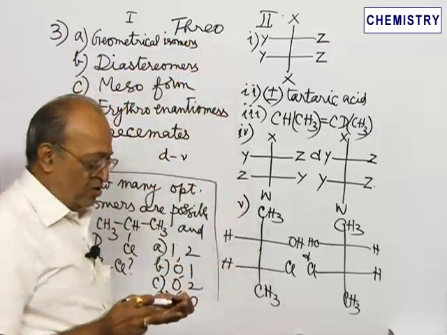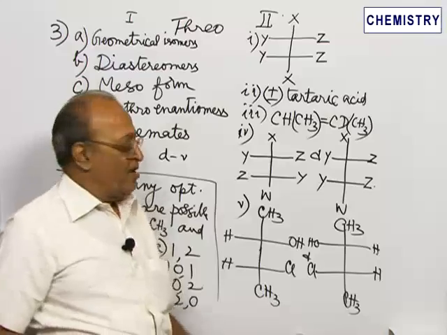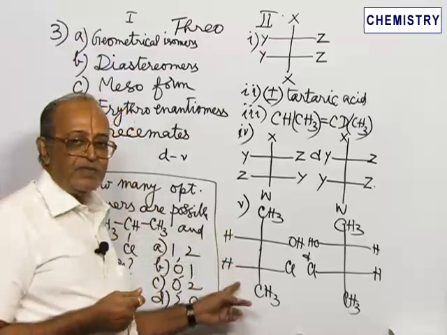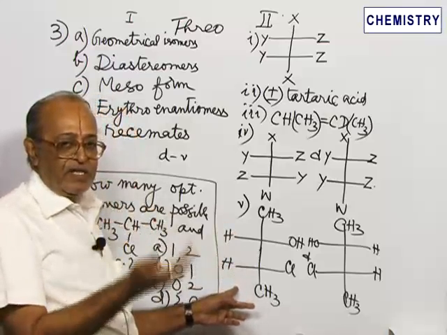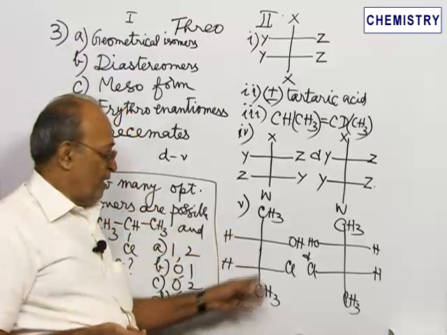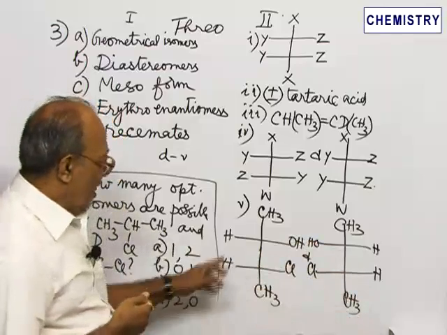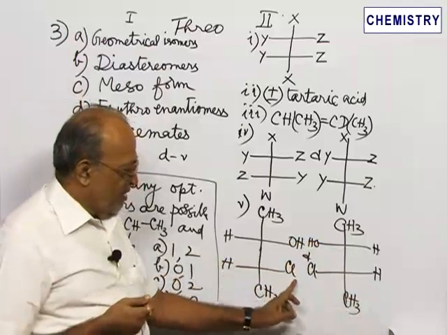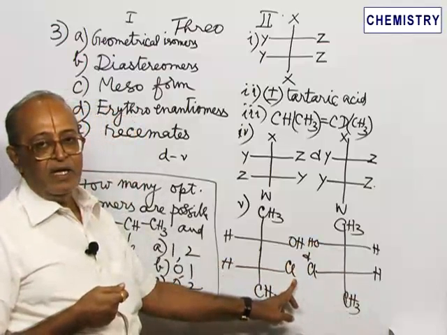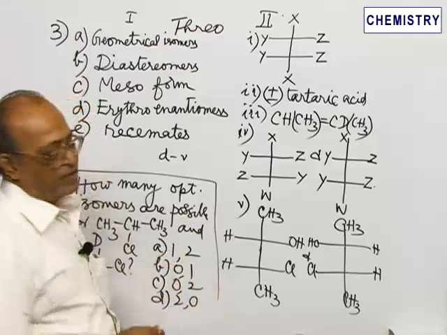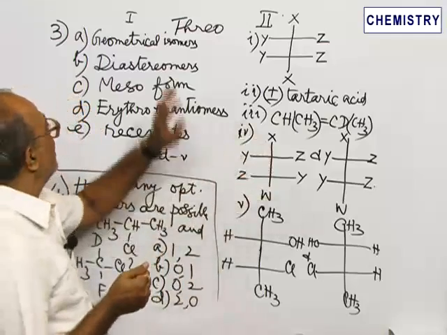So erythroisomers means, as in this case, similar atoms are lying on the same side, either on the left hand side or right hand side. These are erythroisomers, and if this hydrogen is on the opposite side, then that is known as threoisomer. All right. Now let us match.